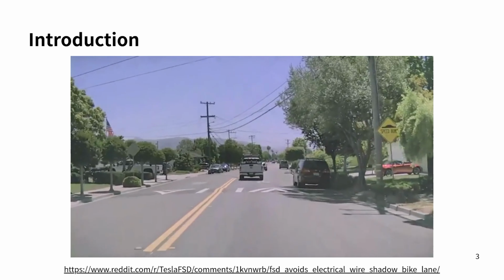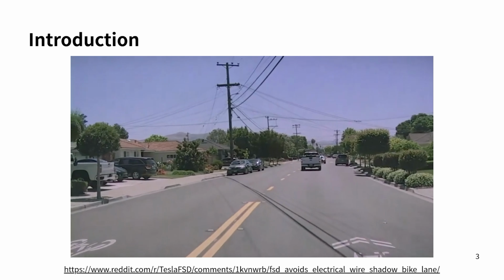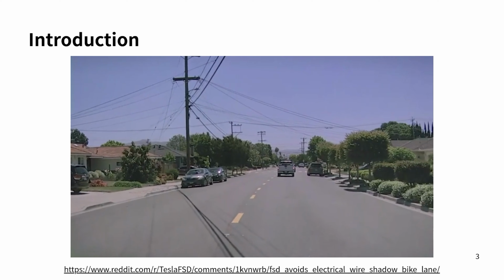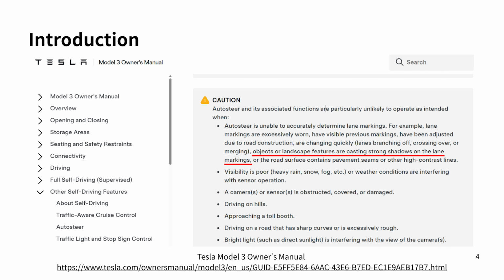Here's a concrete example. In this Tesla full self-driving video, the vehicle misinterprets a wire shadow on the road as an obstacle, causing unexpected behavior. And Tesla's owner's manual explicitly warns that autosteer may fail when strong shadows fall on lane markings. Confirming shadow removal is an unsolved real-world challenge.